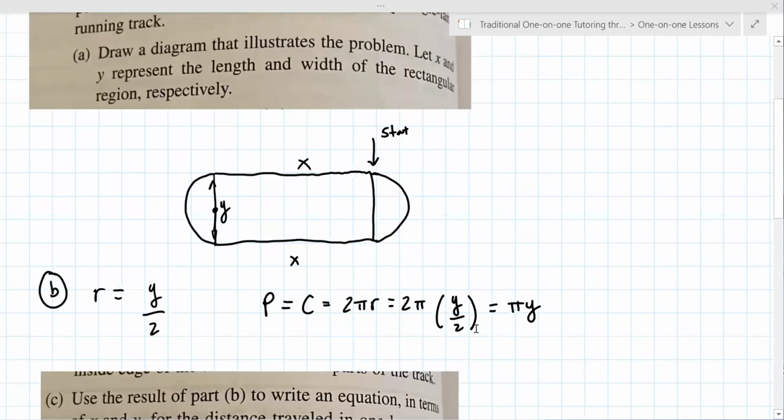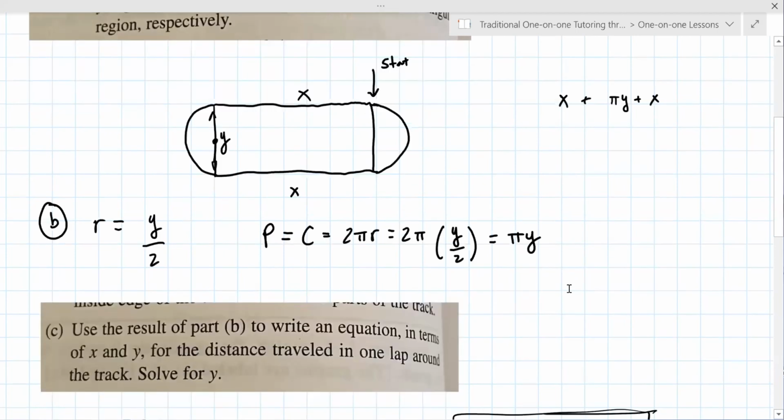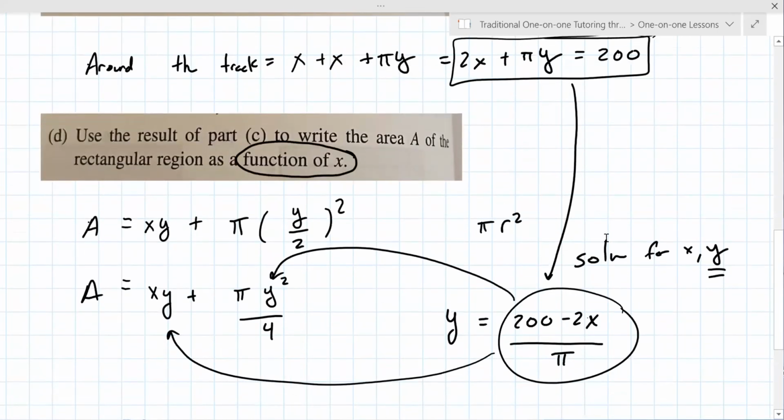200 meters is all the way around. So all the way around is x plus pi d, pi y plus x. So 2x plus pi y equals 200, so y is 200 minus 2x over pi. That in there, solve for x over y. Oh, just the, I see.